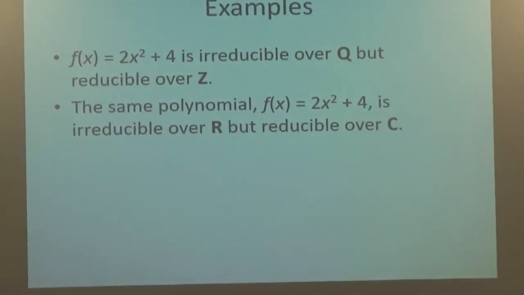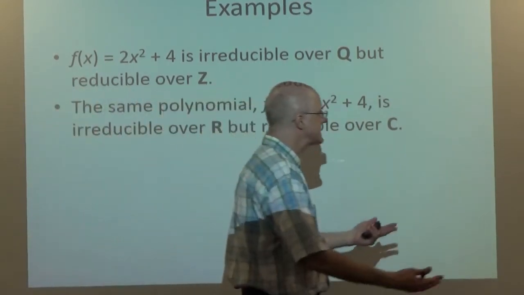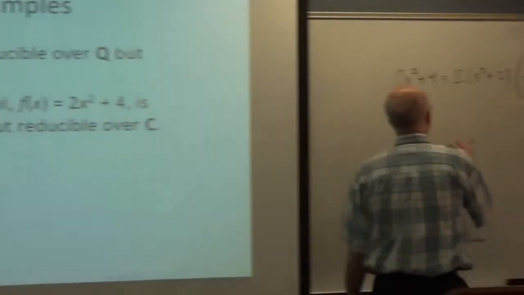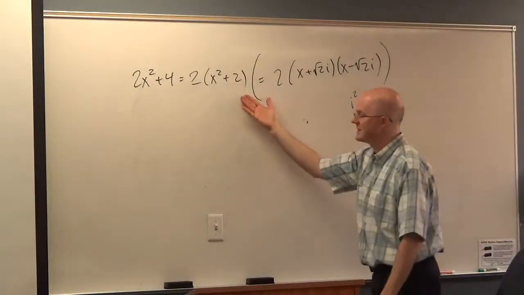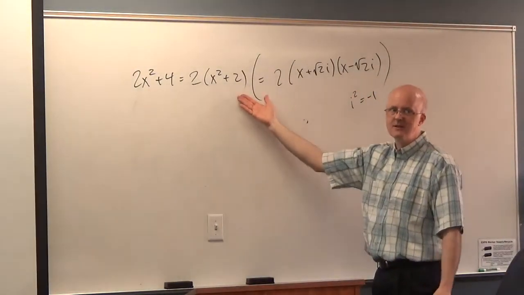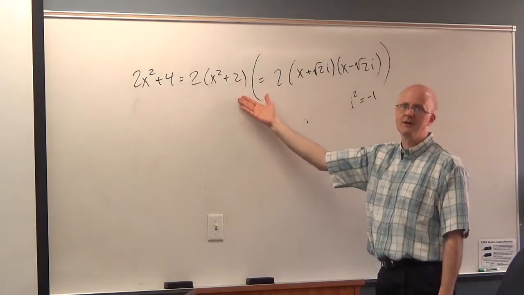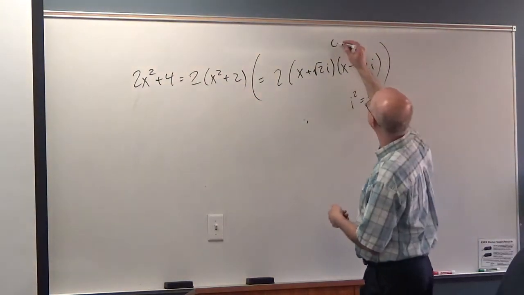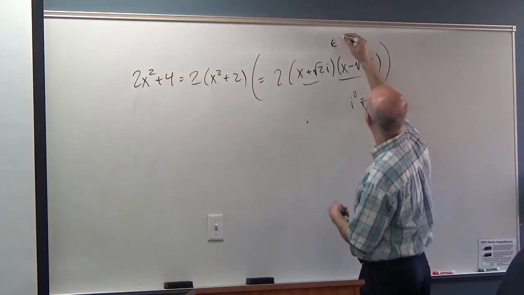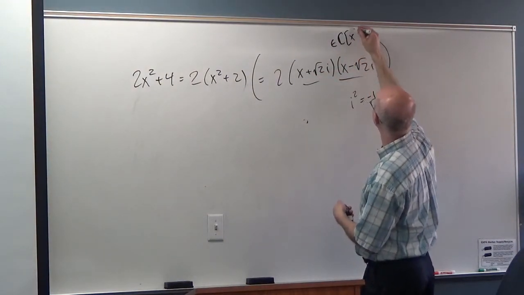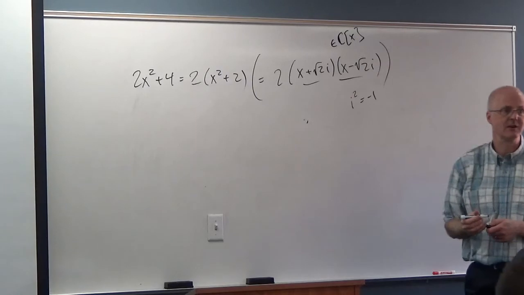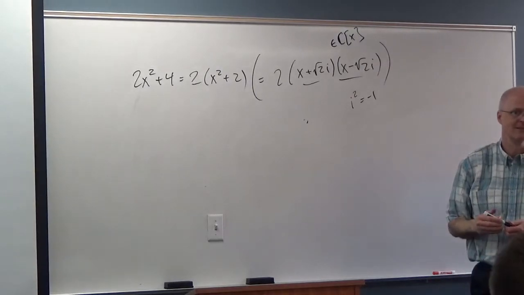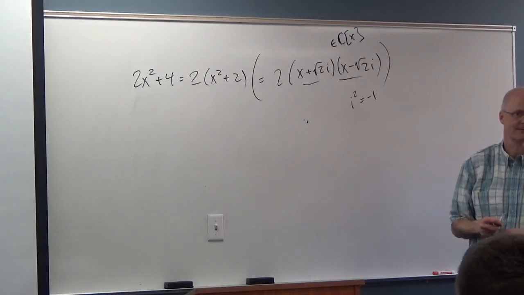The same polynomial is irreducible still over R, but reducible over C. R and C are both fields. In R, I can't go any further with this factorization. It's still irreducible over R. But I can write this factorization with these polynomials being in C[x], polynomials with coefficients that are complex. So it's reducible over C.